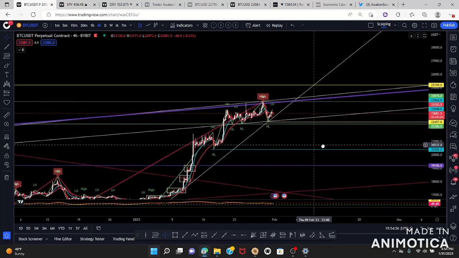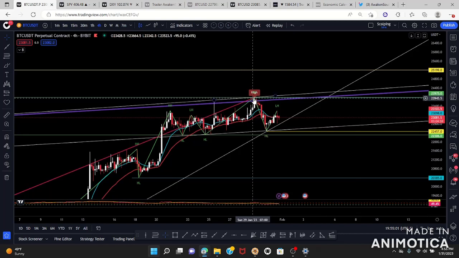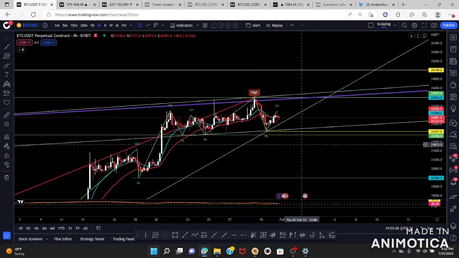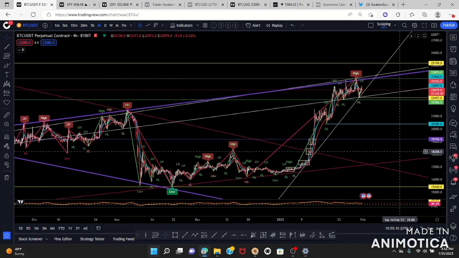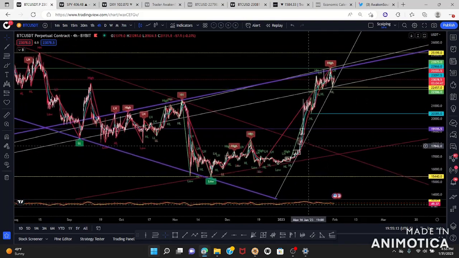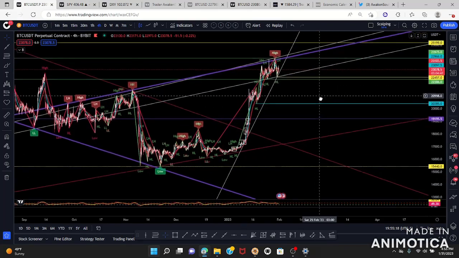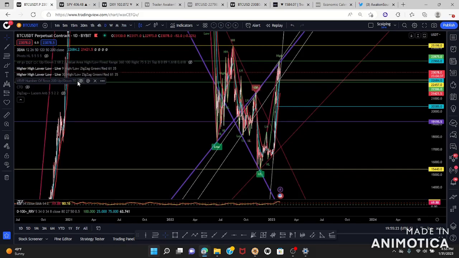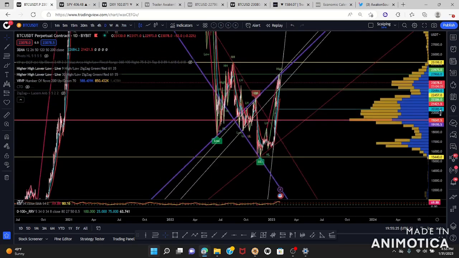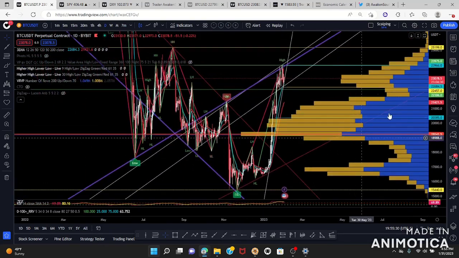So I have slowly been scaling into my shorts. My stop loss, of course, will be at the previous highs at 2400. And may the force be with us, right? But that's what I have for you. And do your own TA. No financial advice, but if we do come down, my target will be the POC in the daily, and that's around 19,195. That would be my target.